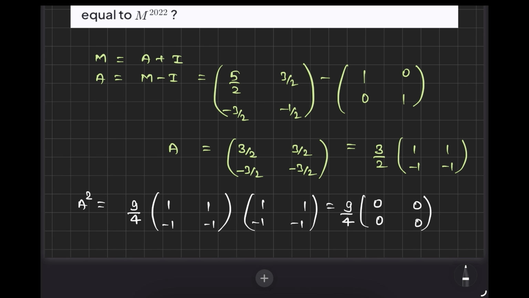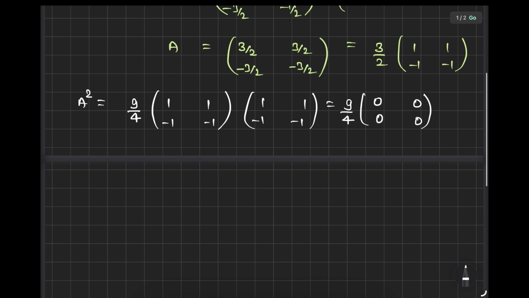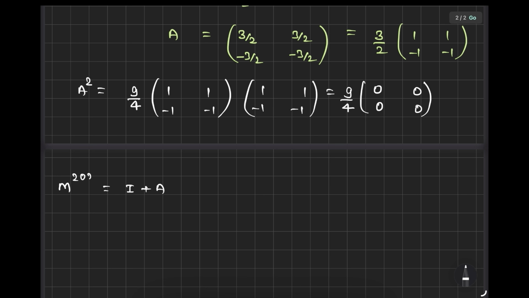Now be super slow and look at how we will solve our problem. We need to find M to the power 2022. Since we know that M is equal to I plus A, we started from here, no? And we need to find M to the power 2022. So can I take the power 2022 on both sides?